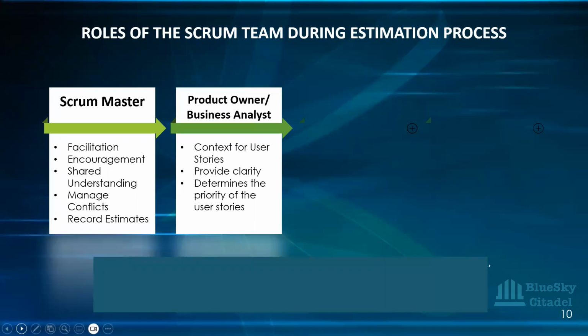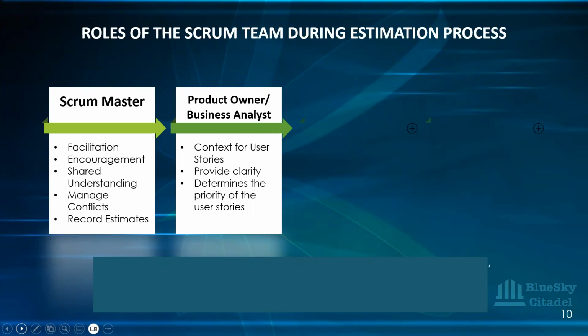One of the things the PO or the BA do during that process is that they provide context for the user story. They give clarity to it. They're responsible to look at the stories that have been estimated. They'll be able to clarify any requirement that is vague, any aspect of the acceptance criteria that the team members do not understand. They're able to provide that clarity that they need.